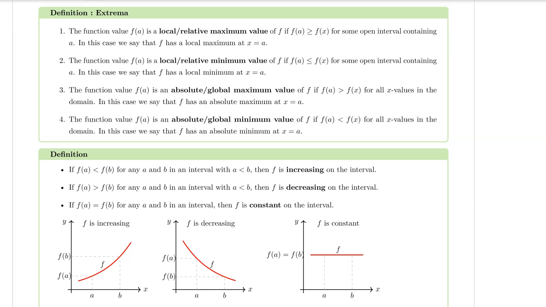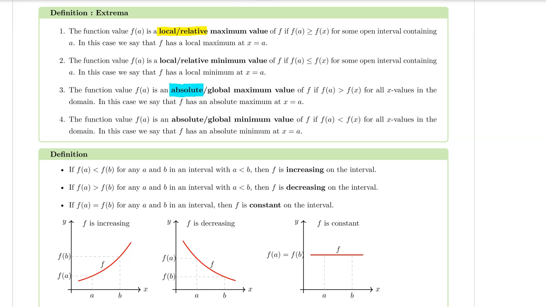Let's talk about some definitions. First, we will start with extrema. That word is related to the word extremes, and basically it tells us high and low values. Now, there's two types of extrema. We can talk about local or relative extrema. Local and relative are used interchangeably.